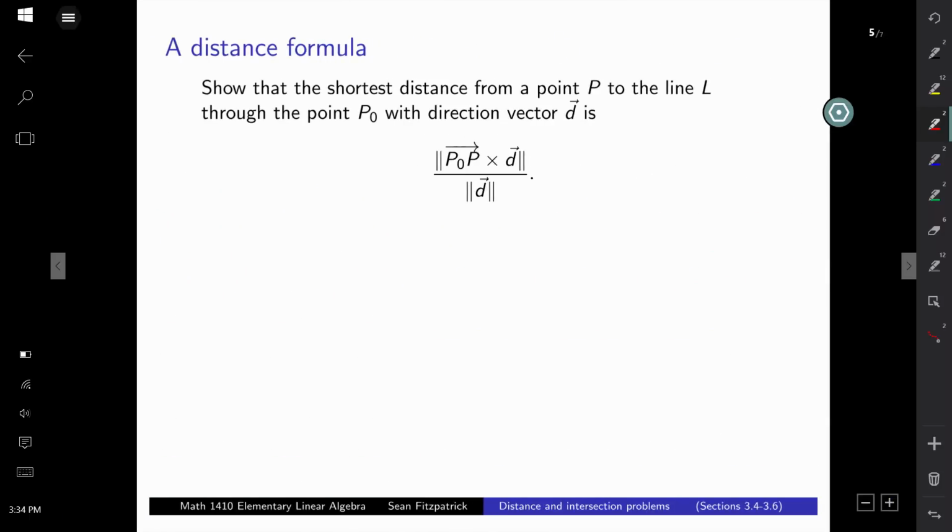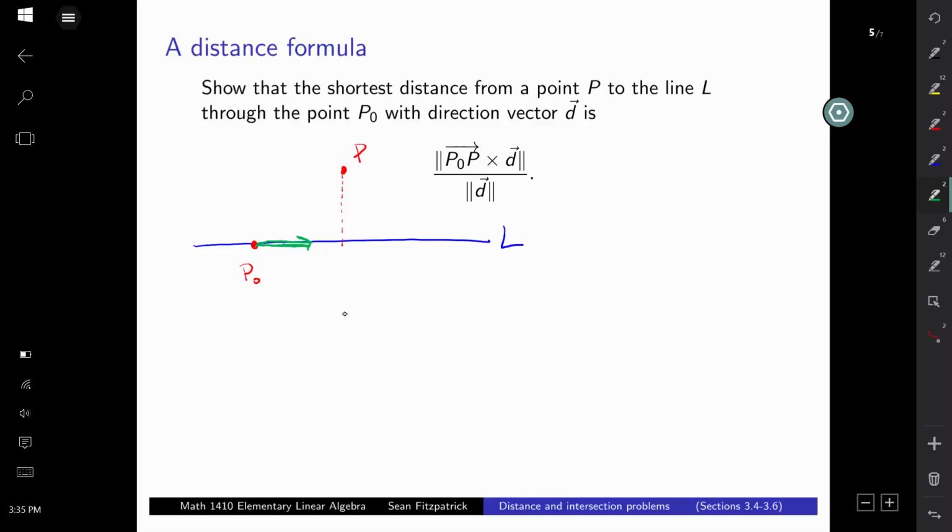Okay. Here's just a quick one, just for fun. People like to have formulas for the distance. So remember, we did this before. If I've got a line, here's my line L, and I've got a point P naught on the line, and a point P which is not on the line, I want to find this distance here. Let's say we've written D for the direction vector. Here's my direction vector, D.